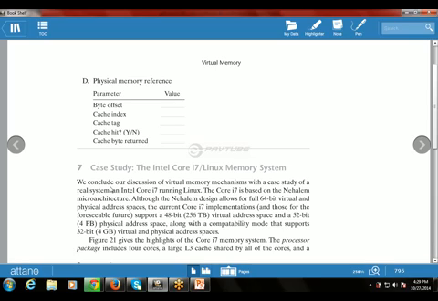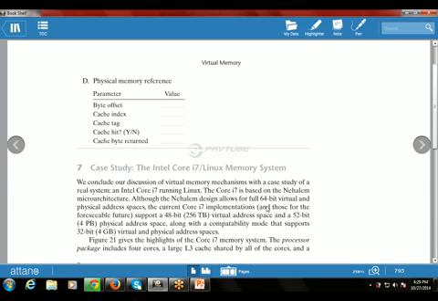That is, the i7 processor is operated on Linux; Linux is the operating system on which we are running the i7 processor. So one is the operating system, one is the processor. On the operating system, the processor is executing. The Core i7 is based on the Nehalem microarchitecture.